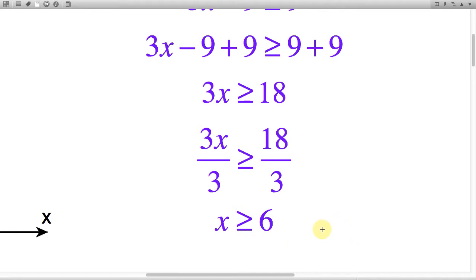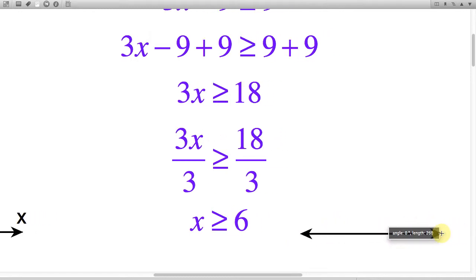So again, I need to draw a number line here. So I'll just put a number line down. And I'm going to just make a mark here. And I'm going to indicate that that is where 6 is. This time I'm going to do a closed circle because I do want to include x equal to 6, and it's x greater than or equal to 6, so I'm going to shade to the right.